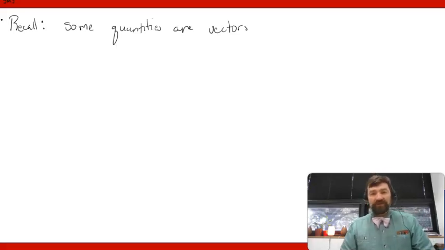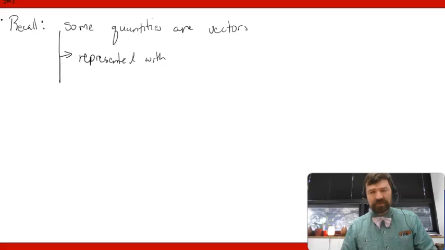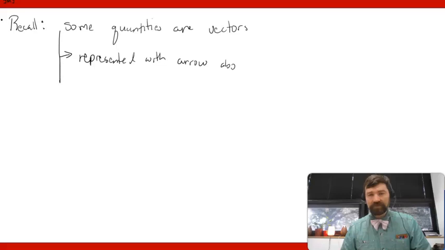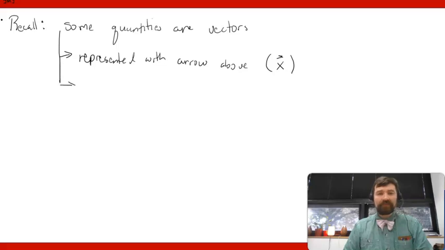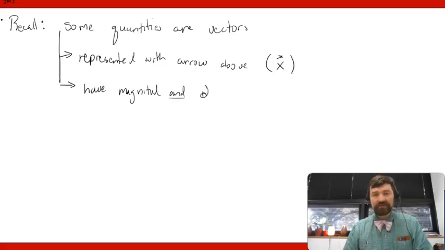What else do we know about vectors? Well, they can be represented with the arrow above the term. So for example, if you wanted a position, you would put x with a little arrow above it, like so. The other important thing is that they have magnitude and direction. Scalars have magnitude only.